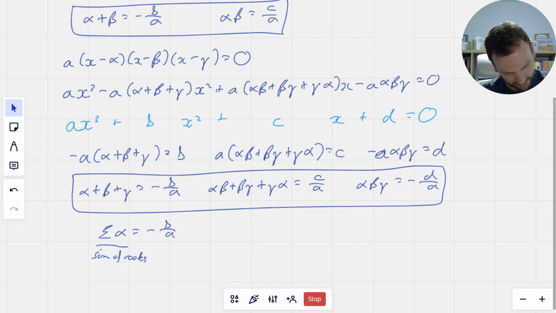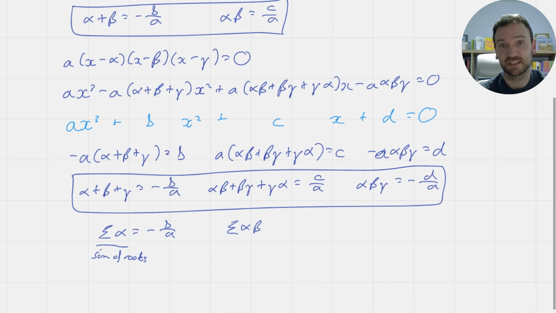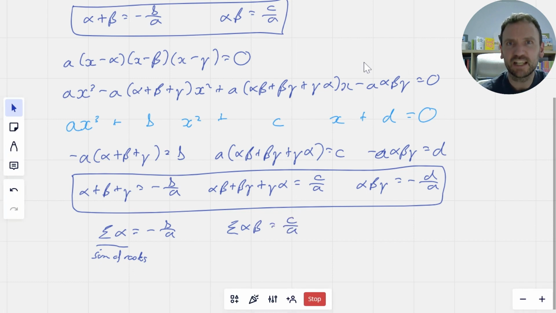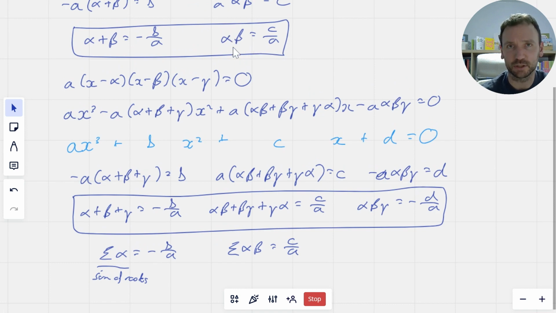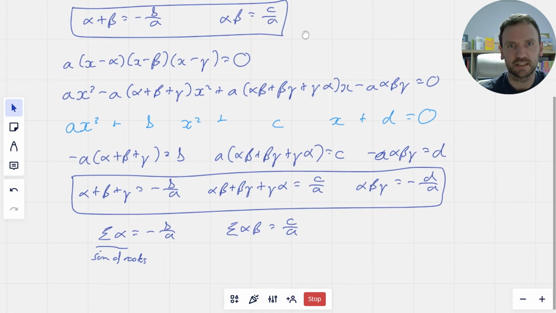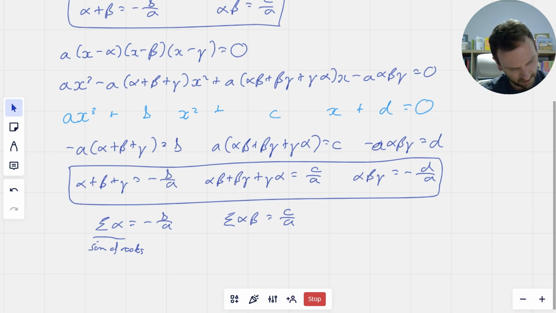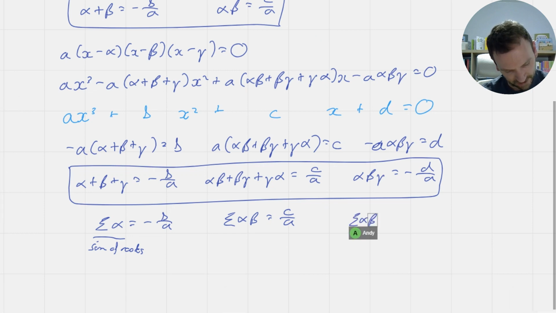And similarly, you might see this one written as the sum of alpha beta, which is saying the sum of the product of all the pairs is equal to c over a, which again is the same as what we had in the quadratic case, which only had one pair of roots. And then finally, it would be overkill in this case, but the sum of all the triples would be equal to negative d over a. The only reason I'm writing that is because if you look at the quartic case, it's going to continue in the same way, and you will have various triples with your roots you can make, but the same relationship will stand. Okay, so we've got these complicated relationships.